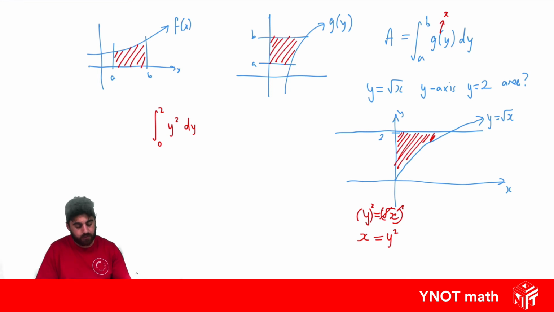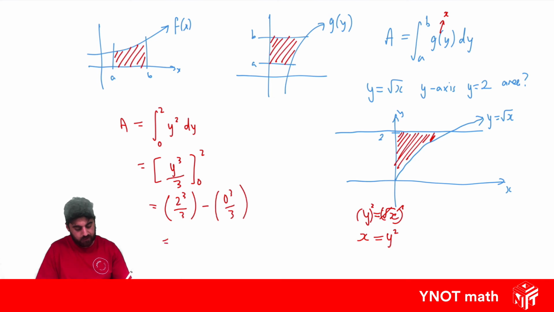And now we integrate with respect to y to find our area. So we just do the same thing. We add 1 to the power and divide by the new power, between 0 and 2. Sub in our top value, so we get 2 cubed over 3 minus subbing in our bottom value of 0 cubed over 3. So 2 cubed is 8, so we get 8 over 3 minus 0 cubed is 0, 0 over 3 is 0. So we just get our final answer of 8 over 3 units squared for our area.